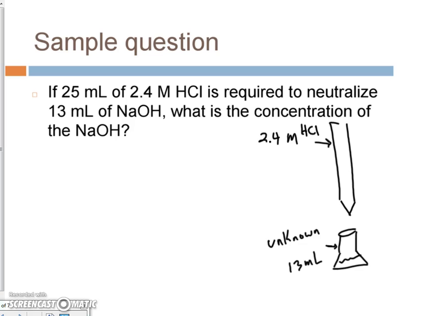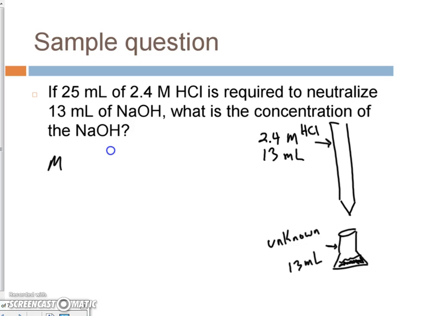And we drip acid, we drip acid, we drip acid, keep going until eventually our indicator shows some color change. And once we get that, we know we've hit that neutralization point. That neutralization point comes at 13 milliliters of that acid. So we can now do our calculation.